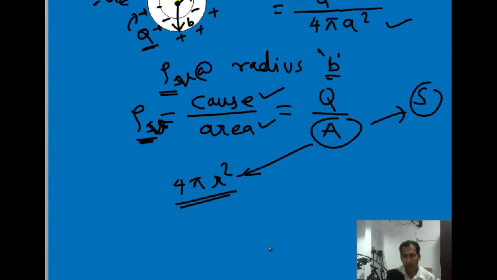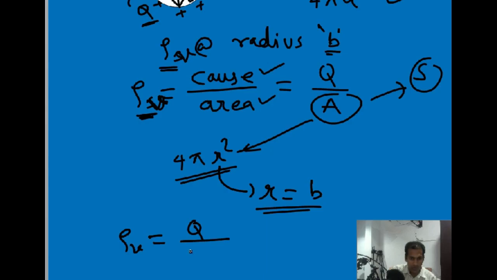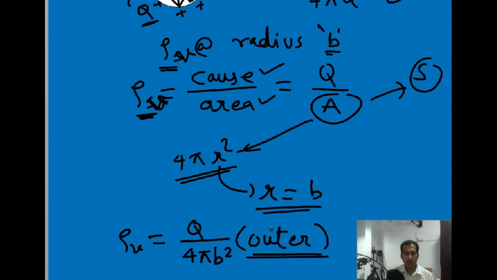Now for the outermost shell, r is nothing but B. So what will be the formula for this rho v? Rho v will be equal to plus Q by 4 pi B square, for the outer sphere. So this is the solution for this example. So with this example we will stop here. In the next session we will see a few more examples. Thank you. Have a good day.